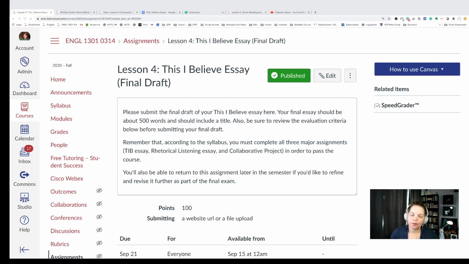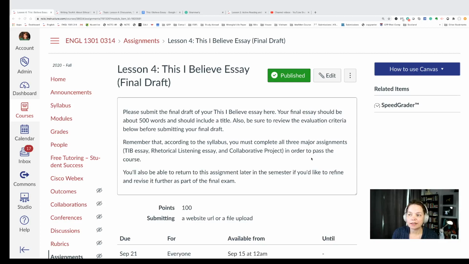So for this week, we are going to finish up our final draft of our personal This I Believe essay and submit it to the Dropbox. So let's take a moment to review the directions and the evaluation criteria. Please submit the final draft of your This I Believe essay here. Your final essay should be about 500 words and should include a title. Also, be sure to review the evaluation criteria below before submitting your final draft.